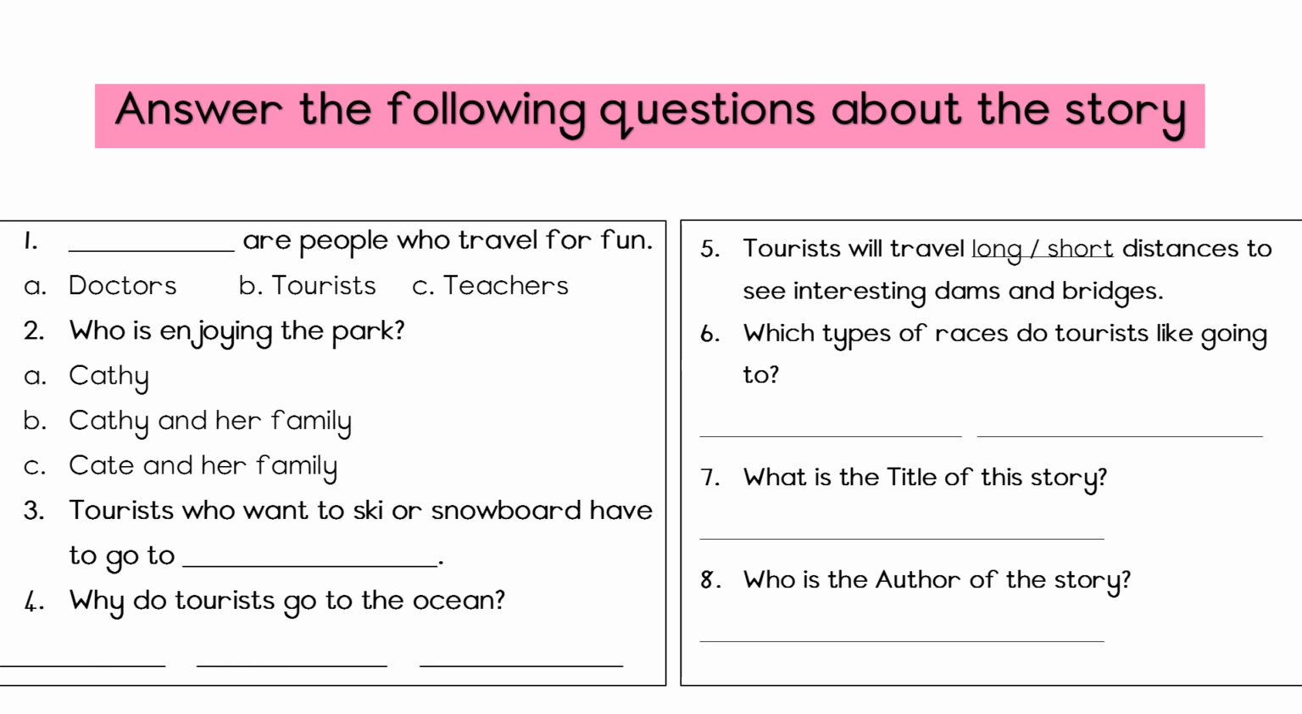Number 6, which types of races do tourists like going to? I have 2 lines here. Go look in the reading piece for races. Which types of races do the tourists like going to? Number 7. What is the title of this story? Finally, number 8. Who is the author of the story? Write his name on the line.